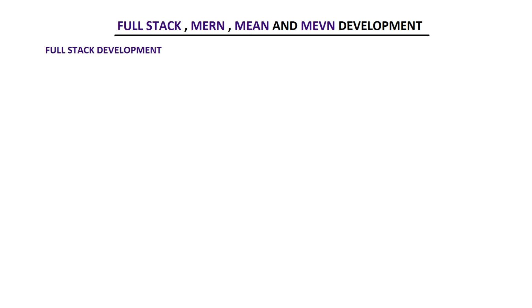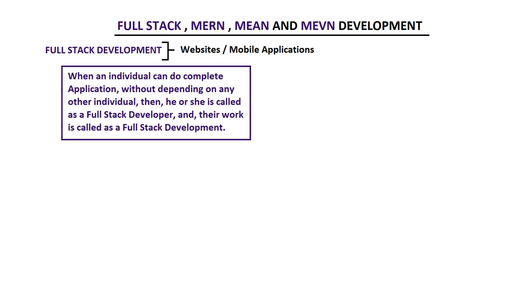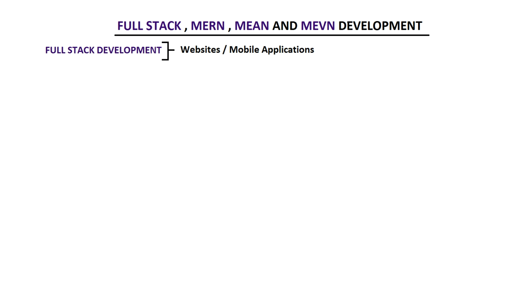Full stack development refers to websites and mobile apps. When an individual can do a complete application without depending on any other individual, then he or she is called a full stack developer, and their work is called full stack development. This full stack development is done in two parts for each application, either for a website or for a mobile app. One is front-end development, and the other is back-end development.